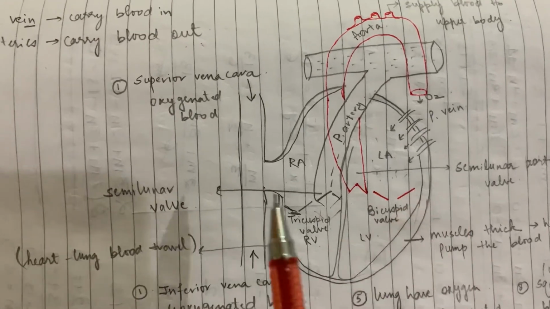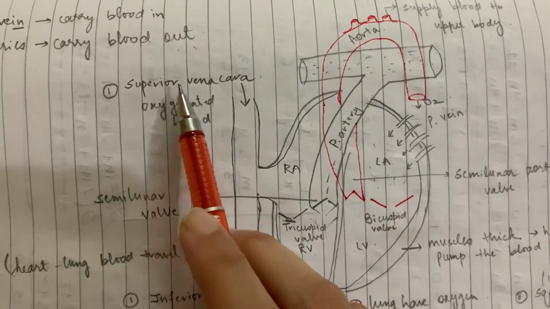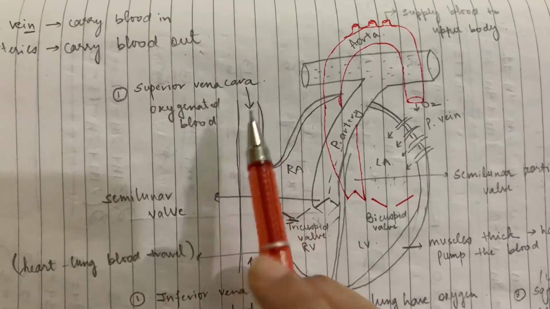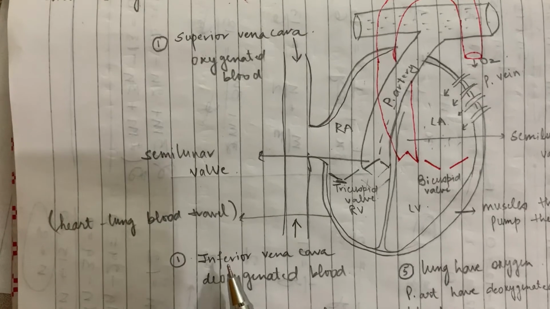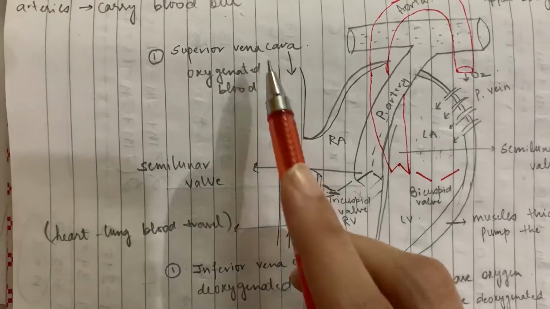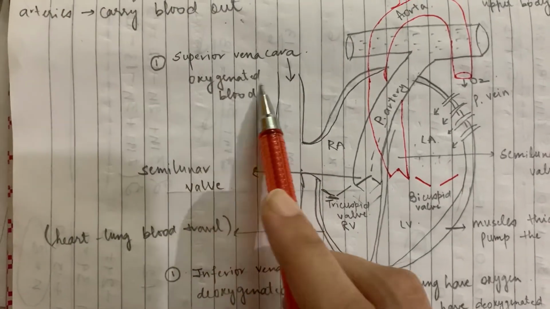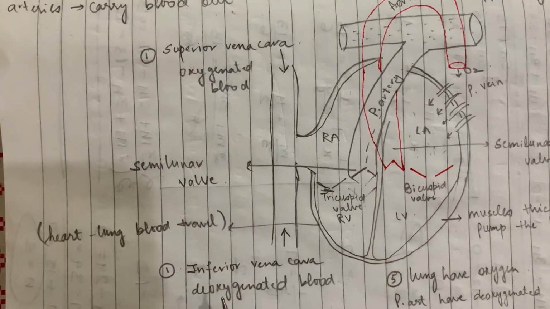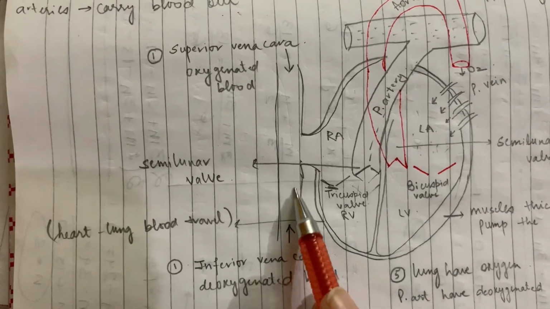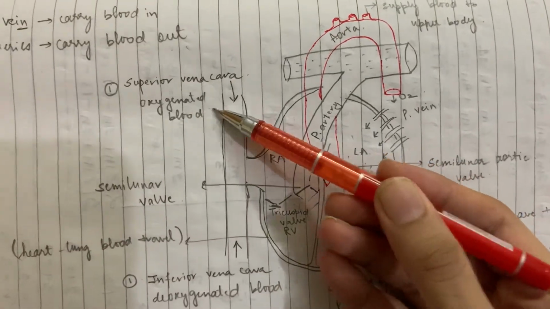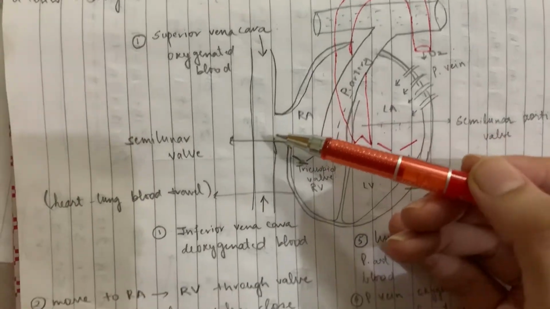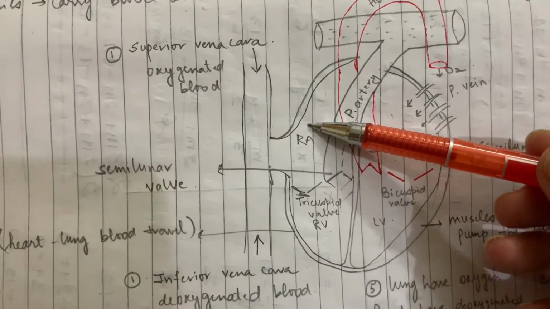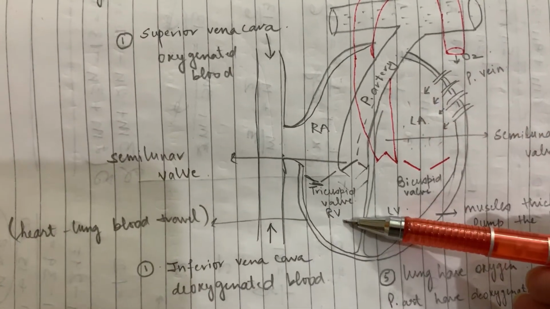So let's start. From the upper part comes the superior vena cava. Superior means it is coming from the upper part, and from the downward it comes inferior vena cava. The superior vena cava carries some oxygenated blood from here and the inferior vena cava carries some deoxygenated blood from here. Both oxygenated and deoxygenated blood moves to the right atrium. The upper part is the atrium and the downward part is the ventricle.